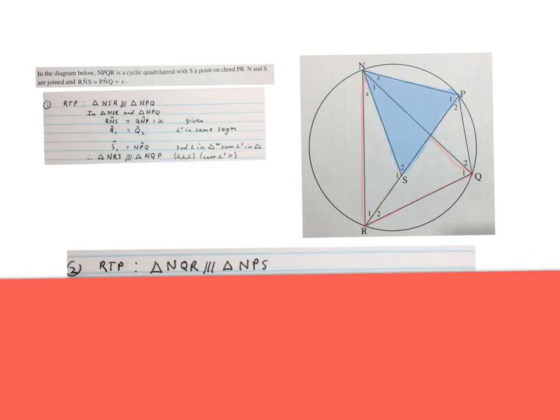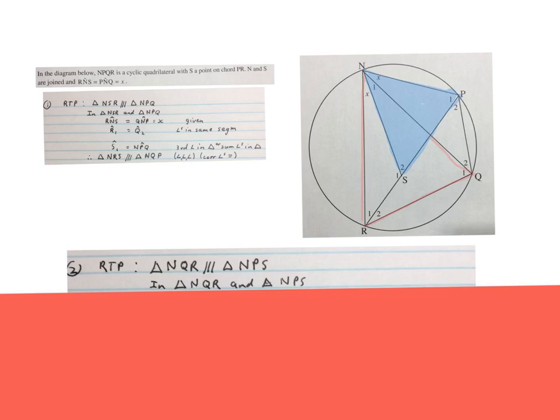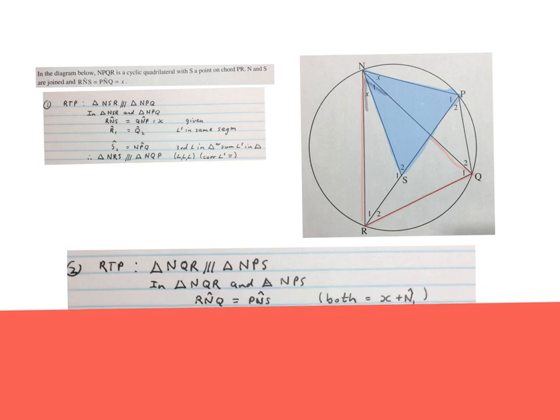Next, they want us to prove that triangle NQR, the red triangle, is similar to the triangle NPS, the one that I colored in blue. We start by saying in triangle NQR and triangle NPS. Then we can write the angle RNQ, that black one there, is equal to the angle PNS, that black one there. You don't have to give a reason, but they both equal X plus N1.